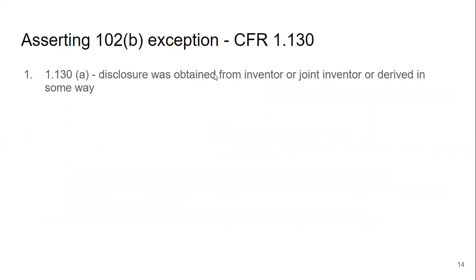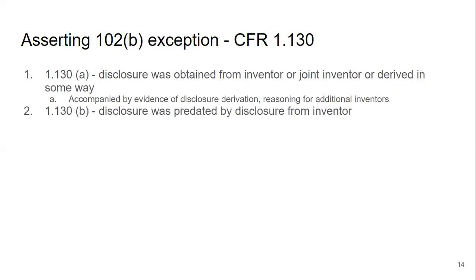So starting with part A of this affidavit, this is what you would file if the disclosure was obtained from the inventor or the joint inventor or derived in some way. And that has to be accompanied by evidence of the disclosure derivation or the reasoning for the additional inventors, right? Because the only time this rejection would be made is if there was one or more inventors that was different from the application. So you kind of have to have a reasoning for why these inventors were not included in the application.